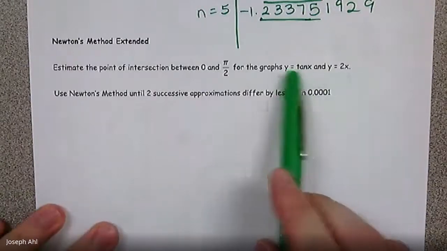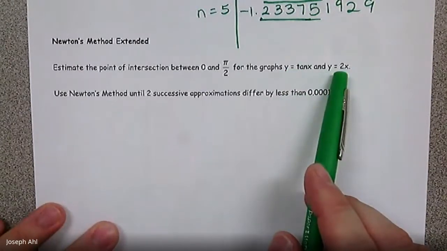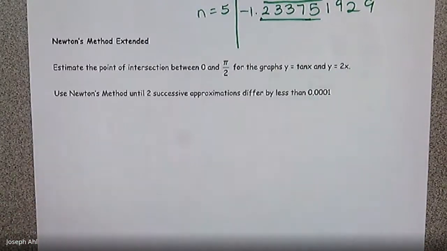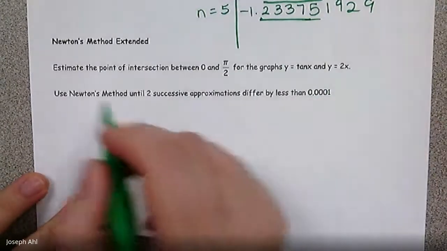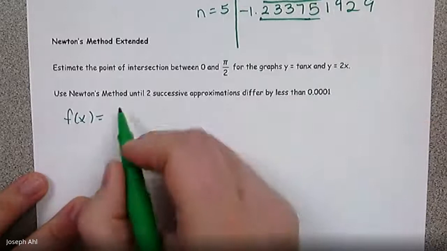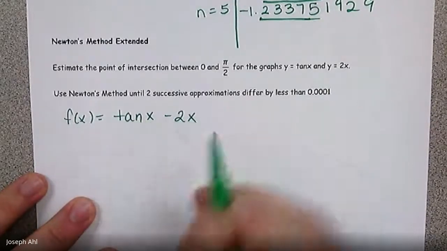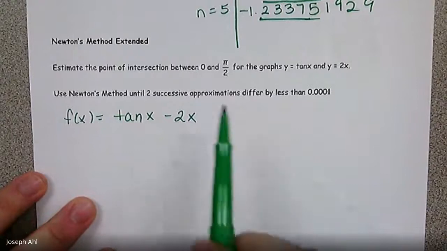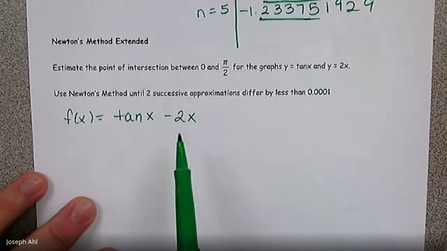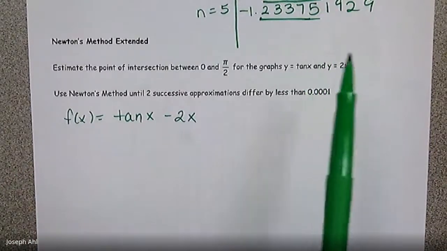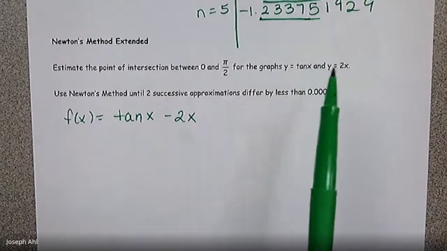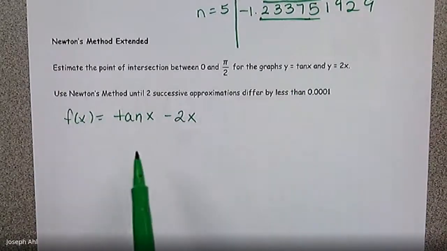So to estimate the intersection point between two functions, we can think of this as an application of subtracting the two functions and comparing it to 0. When the two functions intersect, the difference between them would be 0. So if we let the function f of x equal the difference tan x minus 2x, approximating the root of this function is the same thing as finding the point of intersection, since, again, the difference of two functions equaling 0 is where they intersect. We can use Newton's method if we just subtract those two functions.